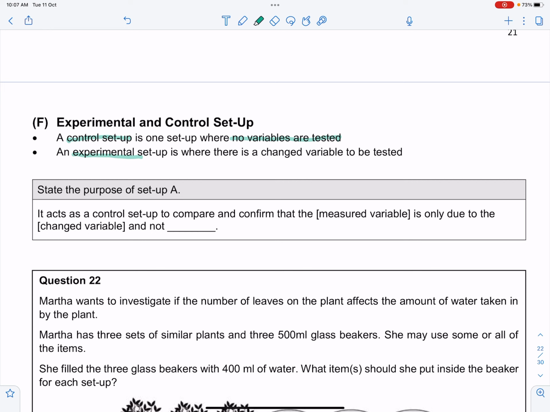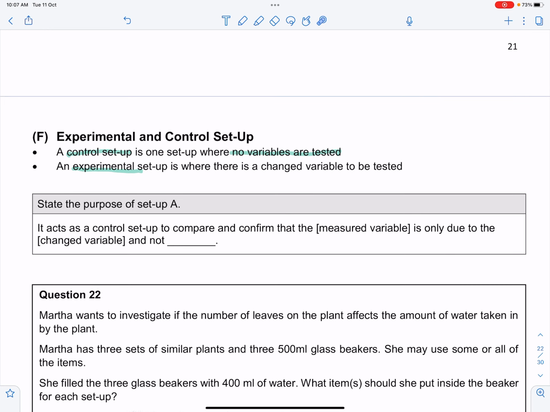Okay, so what is the purpose of setup A? This is a common question whereby they always ask you, what is the purpose of setup A? Actually, the answer is it is a controller, right? So how do you then answer it? You need to memorize this whole framework. It acts as a control setup to compare and confirm that the measured variable is only due to the change variable and not whatever else is there in the question. Not due to the surrounding air temperature, not due to the light intensity. It depends on the question. So what do I mean by that? Let's move on.